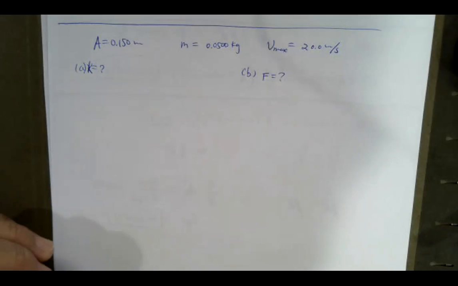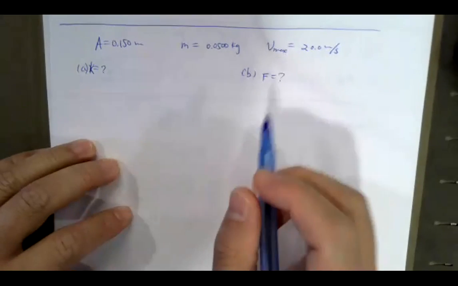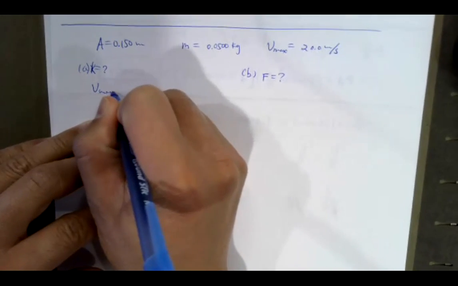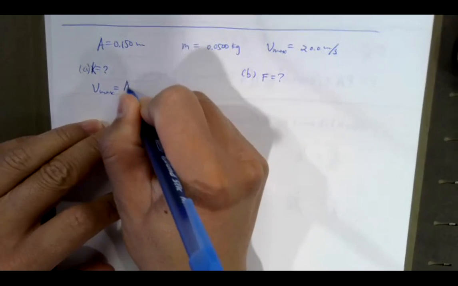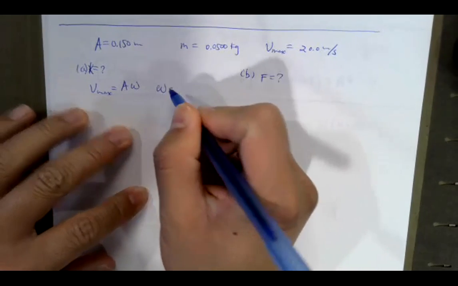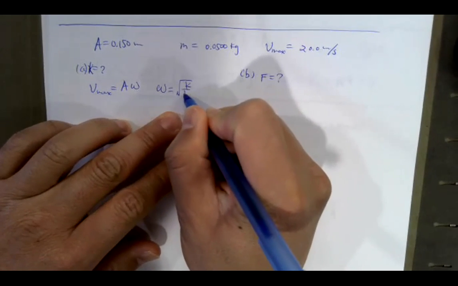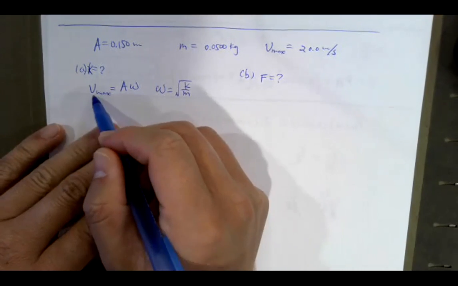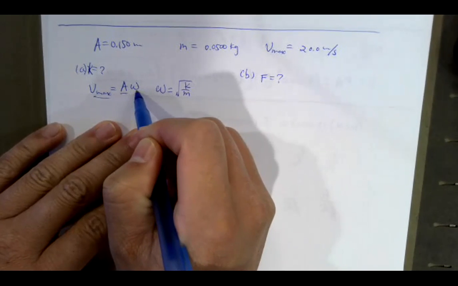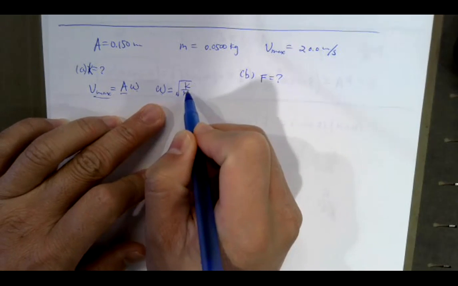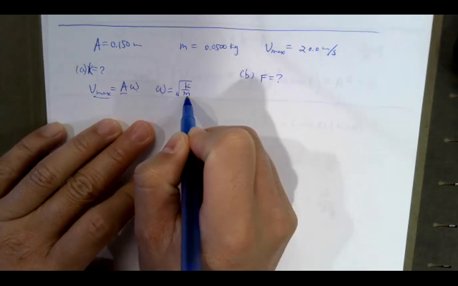All right, so we can take a look here. It tells us those three quantities. We also probably know that Vmax, you can look it up, is equal to amplitude times omega. Omega is the angular frequency, and the angular frequency is equal to square root of k over m. So by given Vmax and amplitude, you can solve for omega. Once you have solved for omega, then you can solve for k because the mass is given. You can do it that way too.